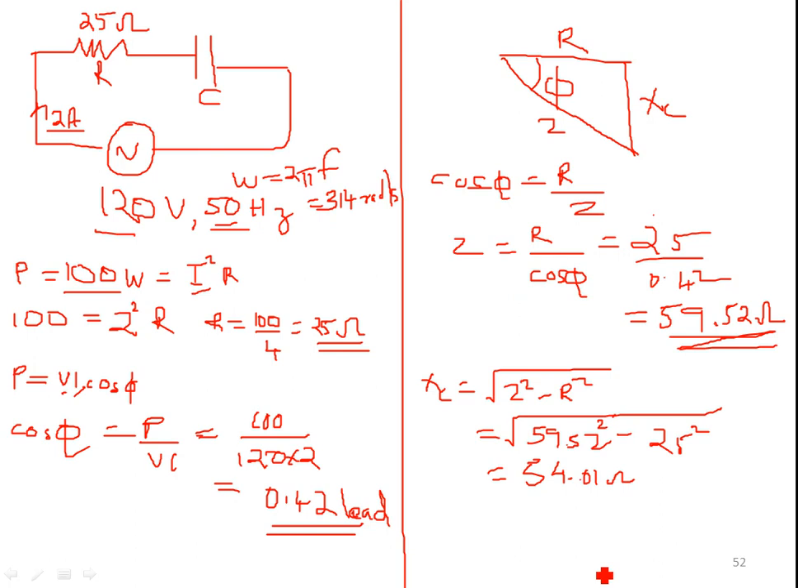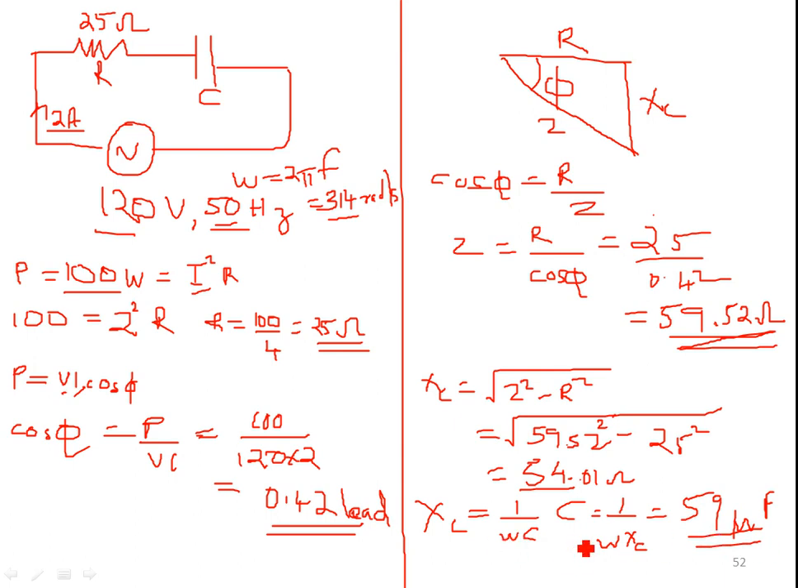And XC is 54.01 ohm. Now, again, what is XC? XC is given as 1 by omega C. Therefore, C is given as 1 by omega into XC. Omega is 314, XC is 54.01. Therefore, the capacitance is 1 divided by 314 into 54.01. So it is 5.89 into 10 raised to minus 5, or we can write it as 58.9 or 59 microfarad. So the value of capacitance is 59 microfarad.